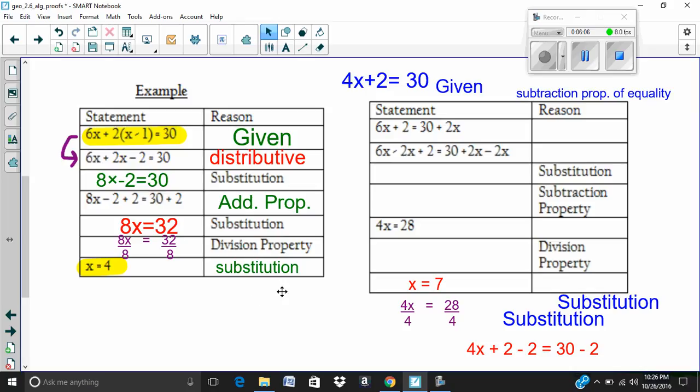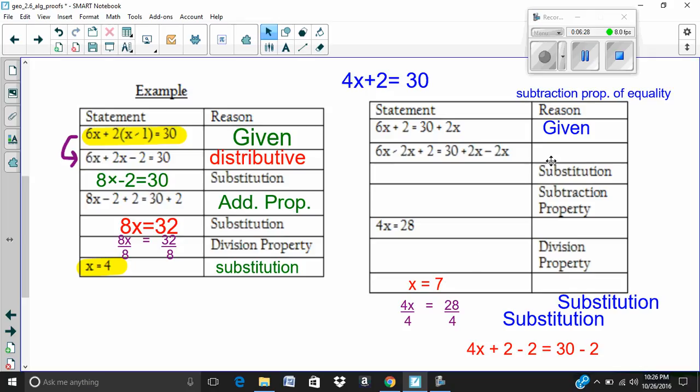So that's kind of how a proof works. The next one is pretty similar. Again, that first statement that we have there is going to be provided to us. So that's our given statement. That's what we're starting with. You can see down here at the bottom that we're trying to prove that that equation will eventually get to x equals 7.